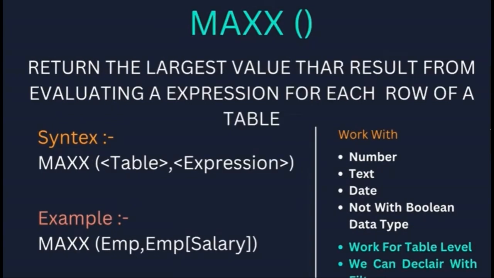What does the MAXX function do? It returns the largest value from evaluating an expression for each row of a table. The syntax may be MAXX(table, expression), like MAXX(EMP, salary). It will work with number, text and date, but it won't work with Boolean data type. It works at table level. We can declare it with a filter.